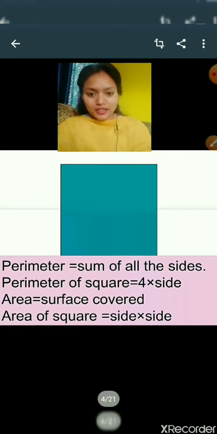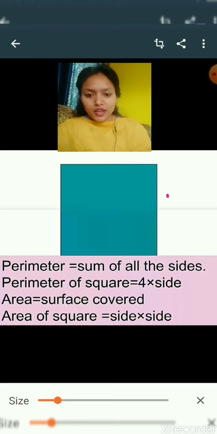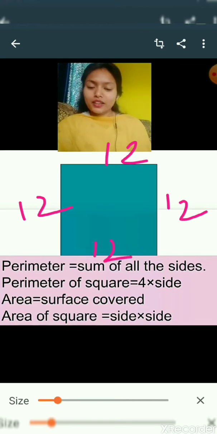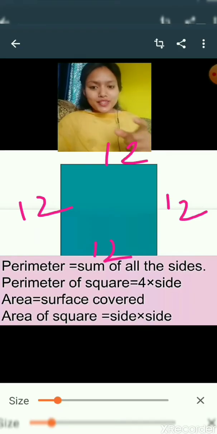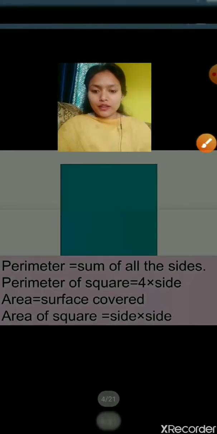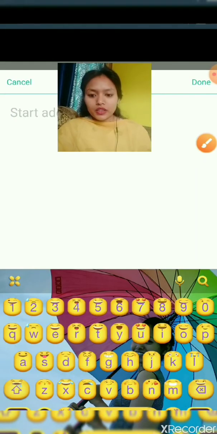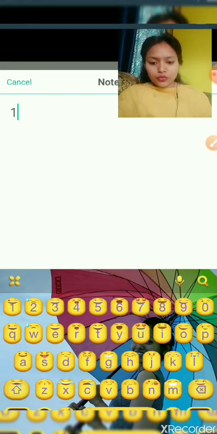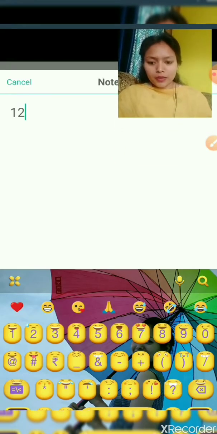Now let's take an example. If I say the sides are 12, this is 12, this is also 12, and all will be 12, as all the sides of a square are equal. Now just tell me the perimeter of this figure without adding. You have to use the formula. The formula is 4 into side, 4 multiplied by whatever the side is given. So what is the side given? Side given is 12. Now 12 multiplied by what? 4. Yes, 12 multiplied by 4.